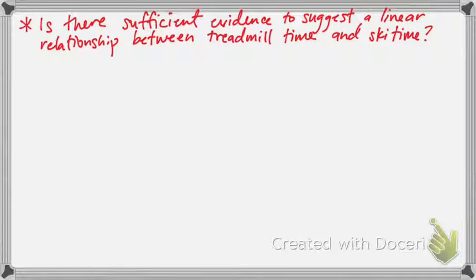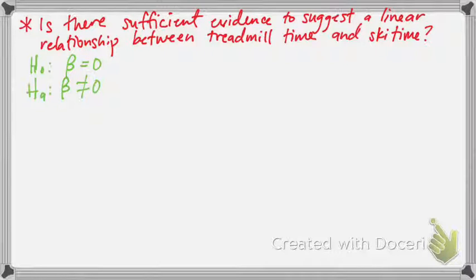There are 3 graphs that we'll be creating once we get to the assumptions part, but let's start with the hypotheses. So the problem said, is there sufficient evidence to suggest a linear relationship between treadmill time and ski time? So my null hypothesis is always beta equals 0. That would mean that there's no linear relationship. And the alternative is beta does not equal 0. And if it doesn't specify a direction, then you're just going to assume that it could be positive or negative, either one.